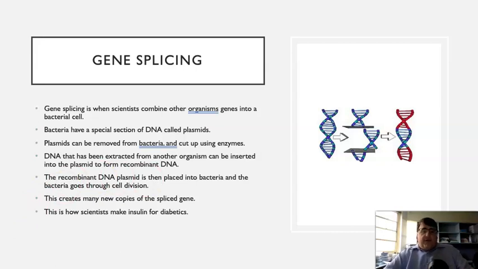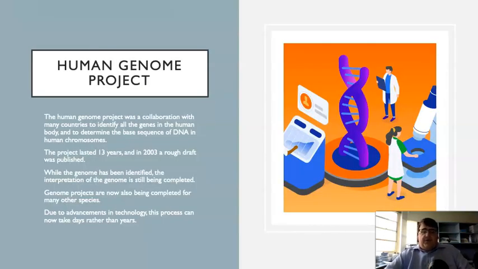Moving on, talking about the Human Genome Project. This is a little bit of the history about when the human race decided we wanted to sequence every gene in the human body. This was a collaboration across many countries, where all countries came together trying to identify the genes in the human body and determine the base sequence, so the order of the bases in the human DNA. This process lasted 13 years. It started in 1990 and finished in 2003, when a rough draft was published.